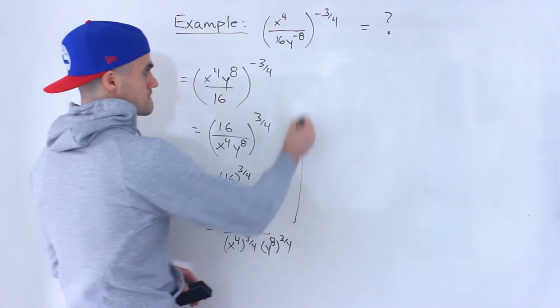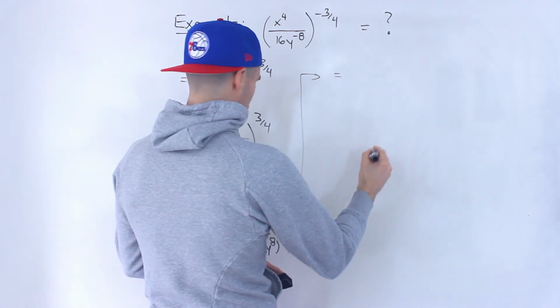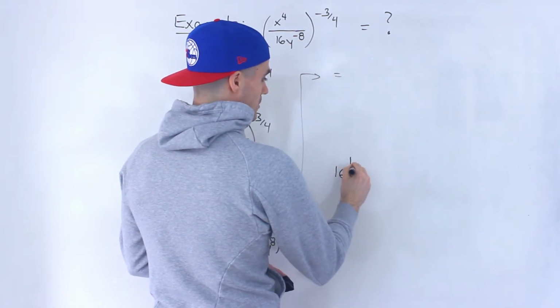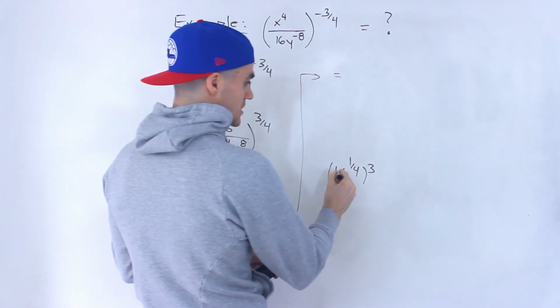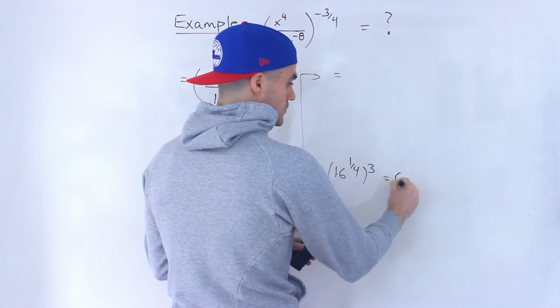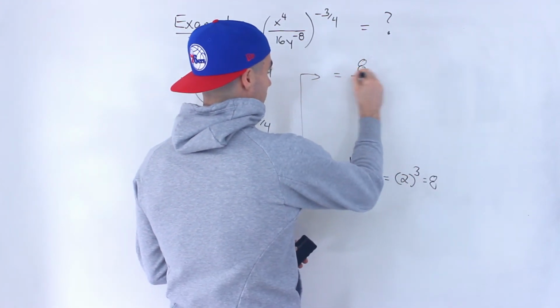Like that. And then we would have, now 16 to the power of 3 over 4 would be like 16 to the power 1 over 4 to the power of 3. If we split up that rational exponent, 16 to the power 1 over 4 is the 4th root of 16, which is 2 to the power of 3. Gives us 8 at the top.